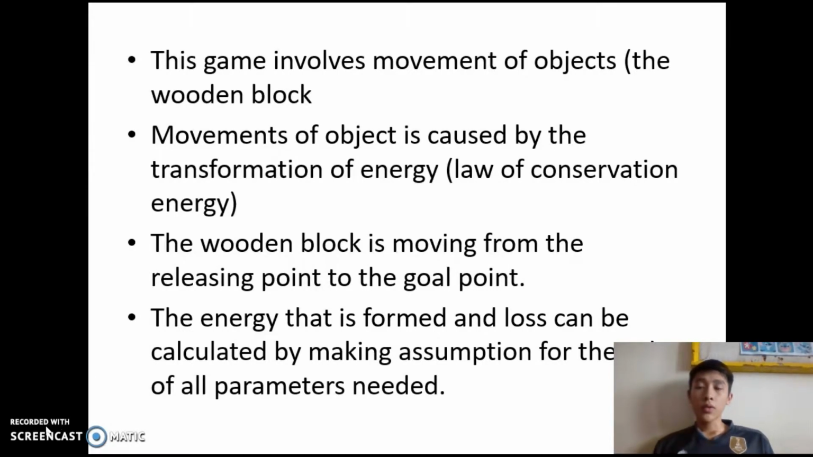Next, we can know that in the system, the energy is not conserved. As we make the calculation, the energy transformed from the elastic potential energy to the kinetic energy is not equal. So this means that there is a loss of energy. We conclude that the loss of energy is formed by the friction force from the surface to the wooden block.